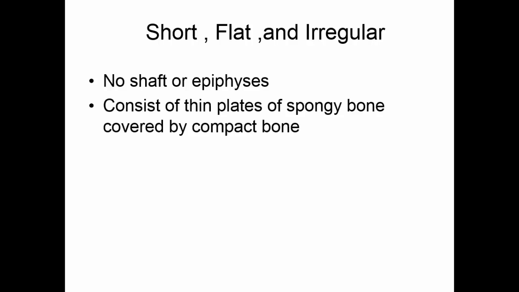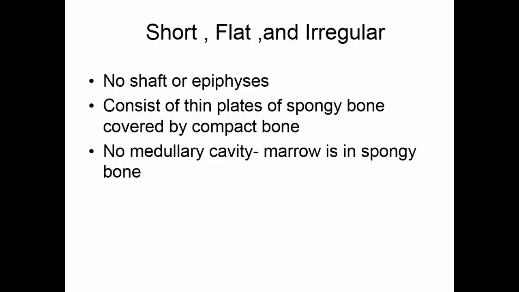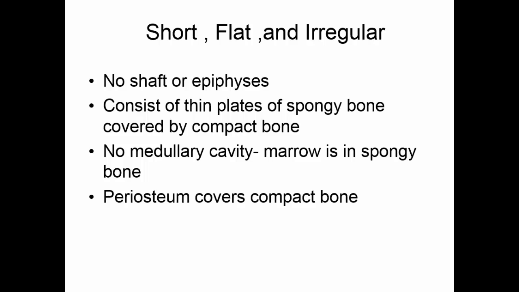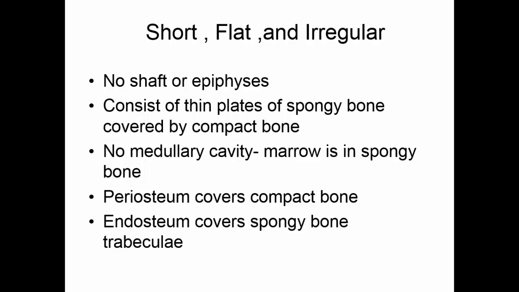The short, flat, and irregular bones all have sort of a similar structure. They don't have a shaft or an epiphysis, and they consist of thin plates of spongy bone that's covered by compact bone. There is no medullary cavity, but the marrow is found in all of those spaces of the spongy bone. The periosteum covers the compact bone, and the endosteum covers all of the spongy bone trabeculae on the inside.